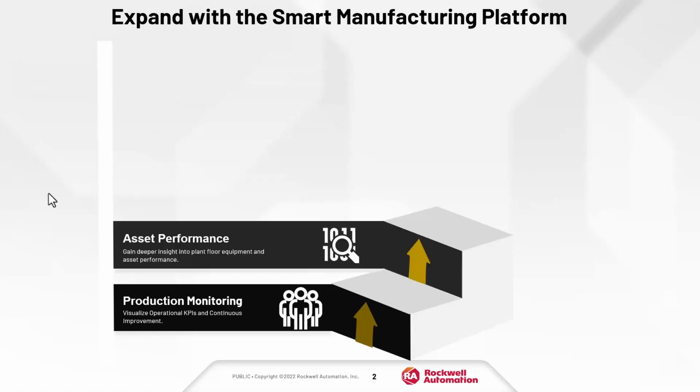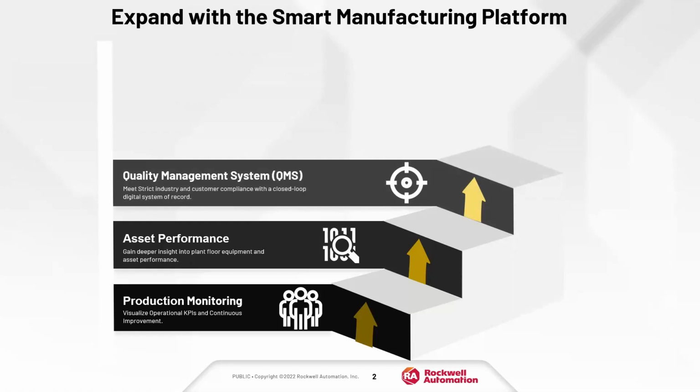From production monitoring, we can build on top of that to Plex APM, or asset performance. That will allow us to gain rich and deeper insight into plant floor equipment and assets and better understand what's going on with our process data. So if production monitoring is operational KPIs, asset performance data allows us to see time series data and make actionable decisions based on that. There are other videos that cover this topic in more detail. We want to illustrate that as a stepping stone here to build on top of the Plex Smart Manufacturing platform.